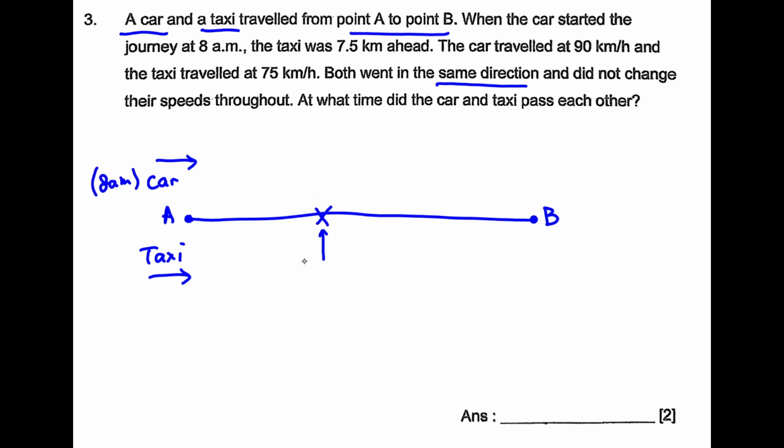The car traveled at 90 km per hour, whereas the taxi traveled at 75 km per hour. We know that at 8 a.m. the taxi was 7.5 kilometers ahead already. That means the taxi started first. Okay, so we mark down the respective speeds.